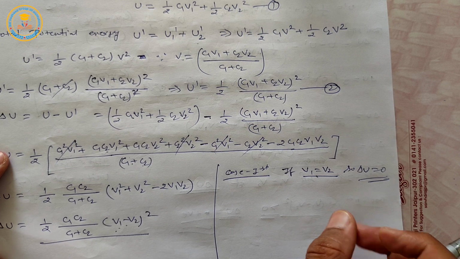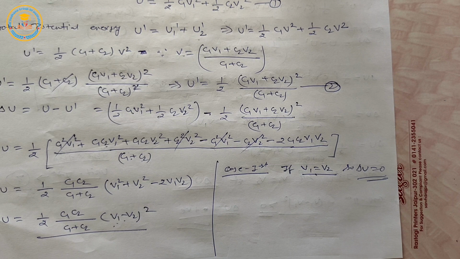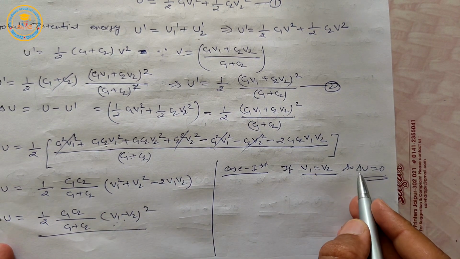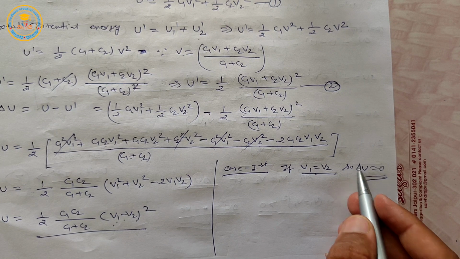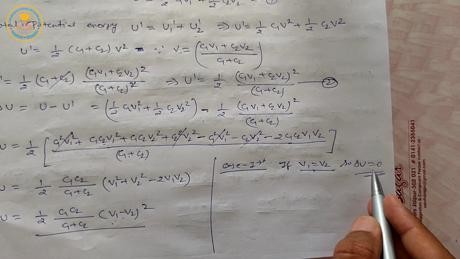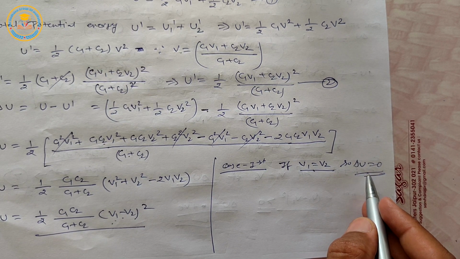Because we know that if the potential of two conductors is different, then electric charge flows from high potential to low potential. But here the potential difference is 0. It means the potential of both conductors is the same. So here no charge flows from one conductor to another conductor. So the energy loss will be 0. So we can say here there is no loss of energy.